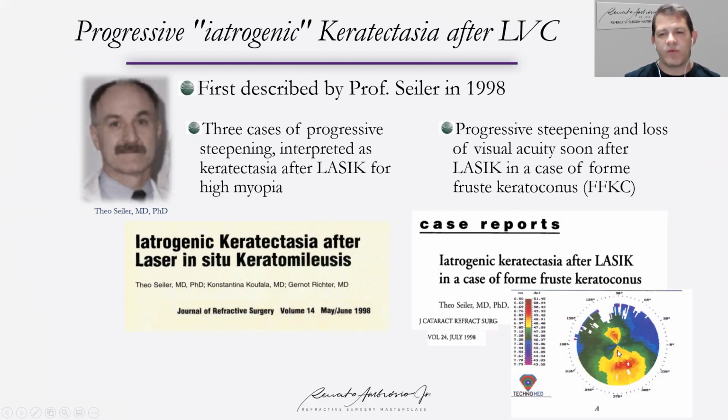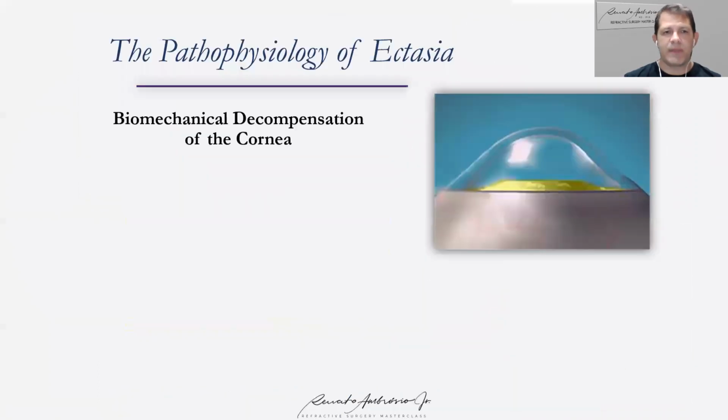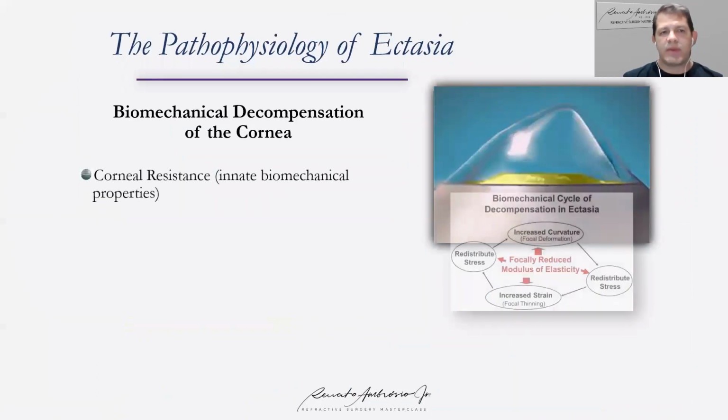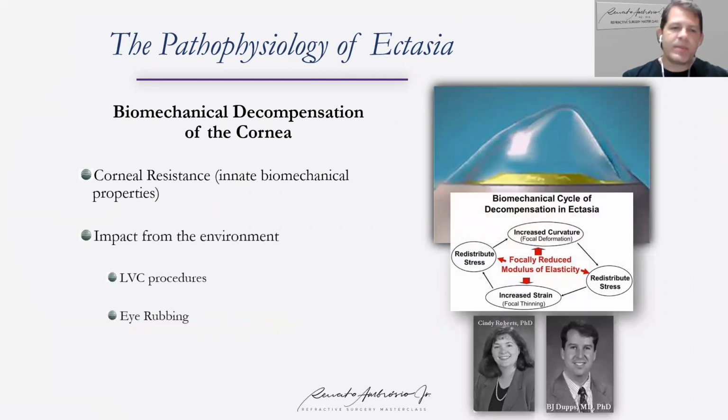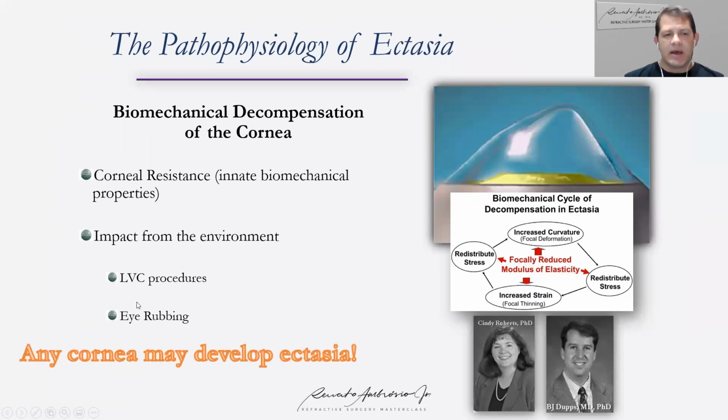And he defined forme fruste based on the steepening of the cornea based on topography. These 2 reports allude to the pathophysiology of biomechanical compensation, the innate biomechanical properties, the impact from the environment, and of course, eye rubbing, aggravated by laser vision correction. But eye rubbing is the most important factor today, and any cornea may develop ectasia. They're going through this cycle of biomechanical decompensation, very nicely described by Cynthia Roberts and BJ Dupps.